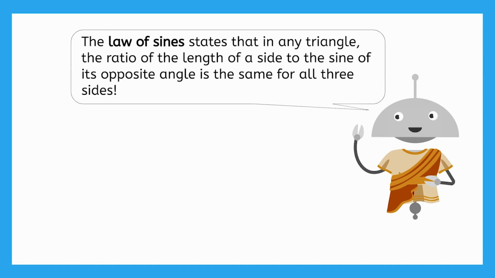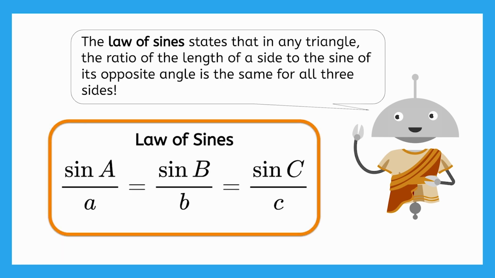The law of sines states that in any triangle, the ratio of the length of a side to the sine of its opposite angle is the same for all three sides. We write the law of sines as a three-part proportion, with side lengths represented as lowercase letters and angles represented as uppercase letters. Let's see how this works.